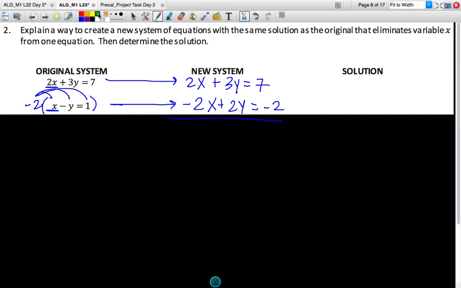And now, just as the question asked, I can eliminate variable x because 2x minus 2x is gone. 3y plus 2y is 5y. 7 minus 2 is 5. Divide by 5, y equals 1.